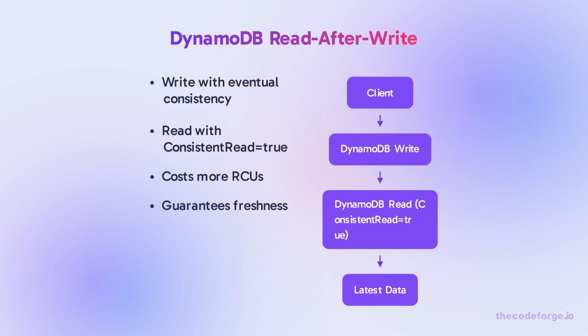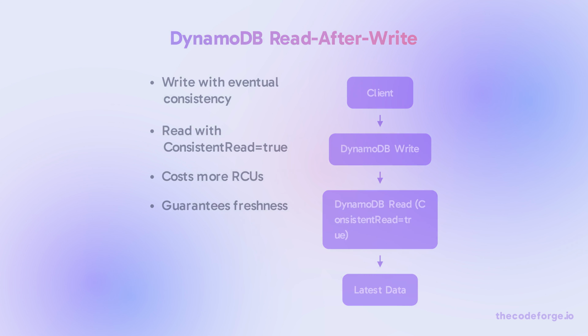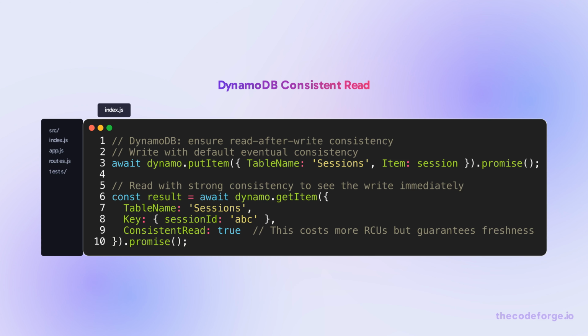In DynamoDB, to ensure read-after-write consistency, use ConsistentRead equals true on getItem. This guarantees you see the latest write, but it consumes twice the read capacity units and has higher latency. This JavaScript shows a write followed by a consistent read. The ConsistentRead equals true parameter ensures the read returns the latest data. Use this for critical paths like session management.